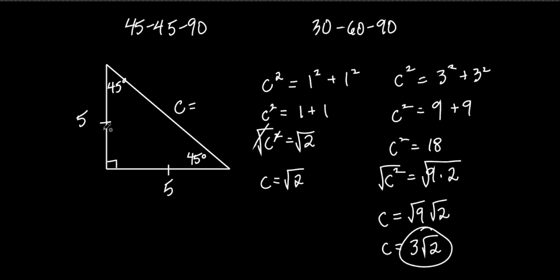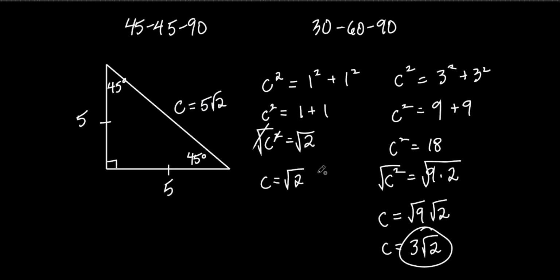Remember, when this was 1, what was the hypotenuse? 1 times the square root of 2, right? What if the sides were 3? Then it would be 3 times the square root of 2. You getting the gist of this? So what if the sides were 5? What do you think this is going to be? It's going to be 5 times the square root of 2.